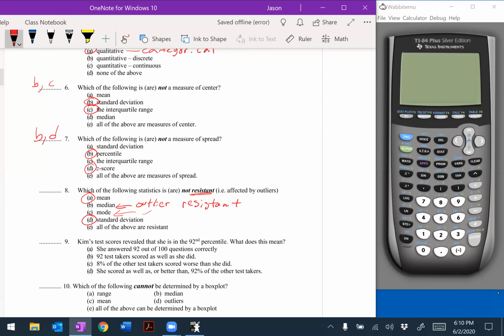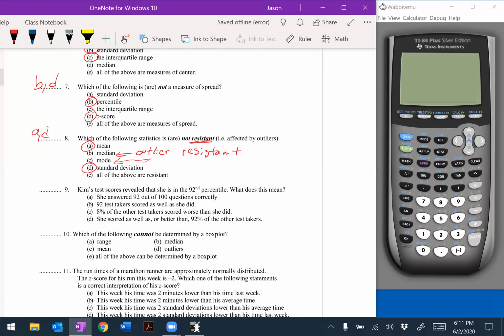Since in order to calculate the mean, you have to take into account all of the data, okay, and what those values are, and the standard deviation as well. You have to calculate using all the data, and so A and D are not outlier resistant. These two are, the median is, because that's just the middle number, and the mode is just the number that occurs most often.